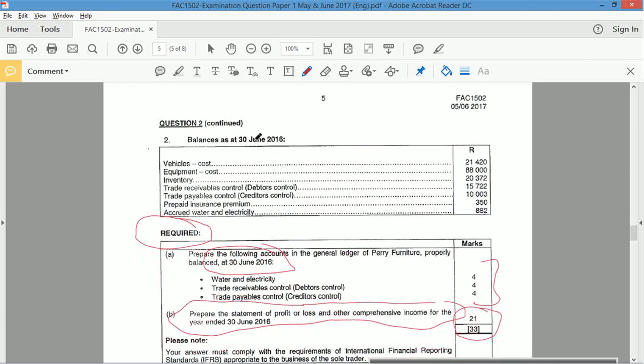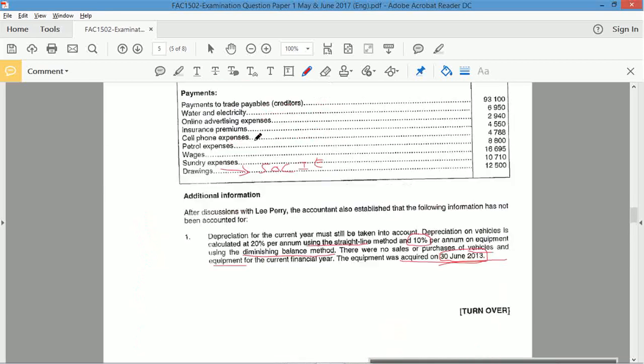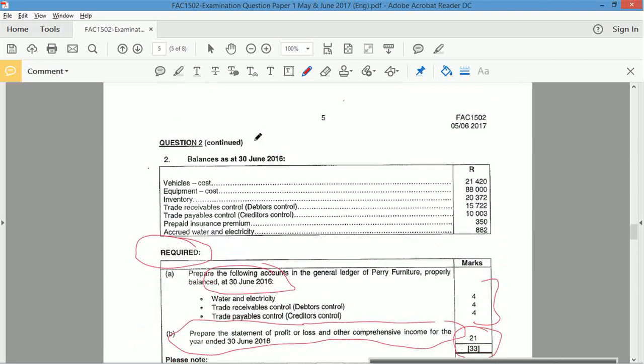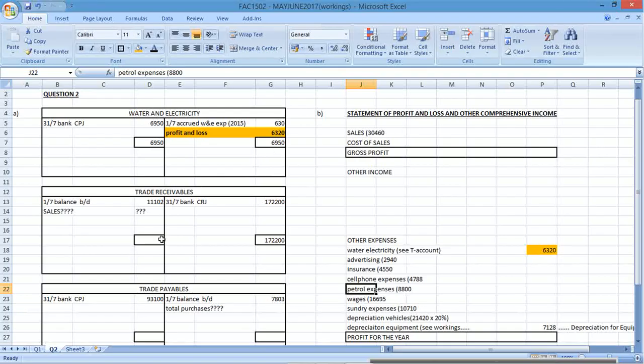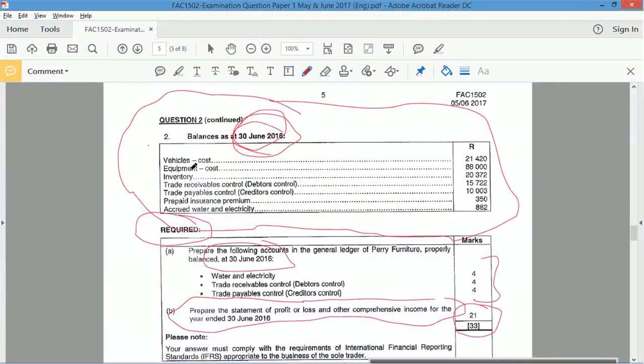Oh, they did give you more balances. Sorry. This is part of the question, yes. Yeah, this is part of it. Okay, this is 30 June. There we go. Okay, they did give you more information. Right, so we do know what this is now. Vehicles at cost. We don't need vehicles at cost. Okay. Equipment at cost. Inventory. We don't need. Okay, there's debtors.